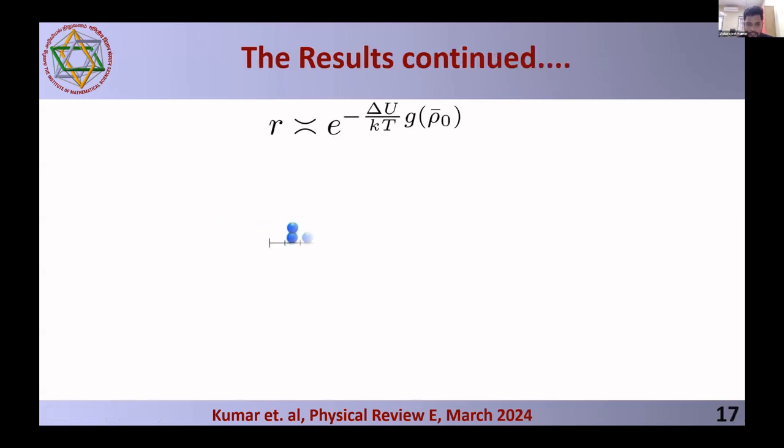For the other model that I described, the zero range process, we get G exactly equal to 1. So this is all I wanted to talk about my work.